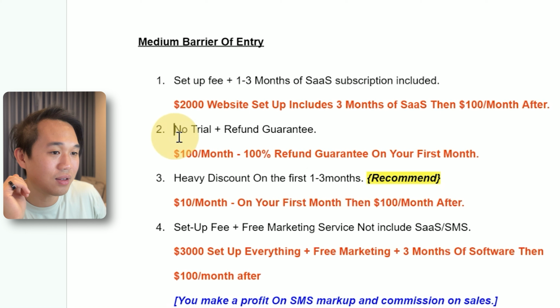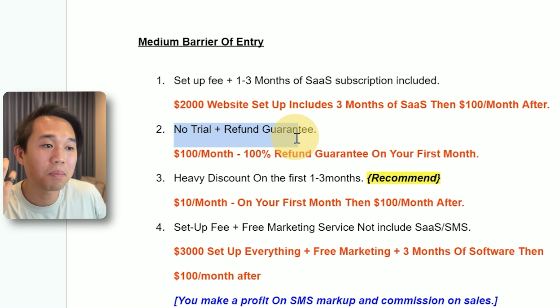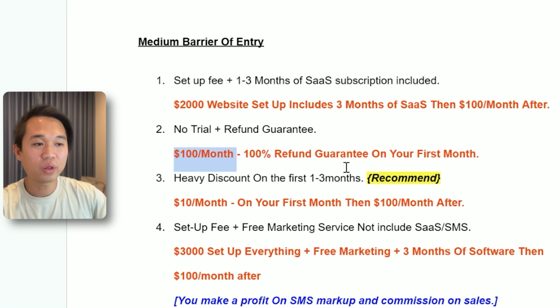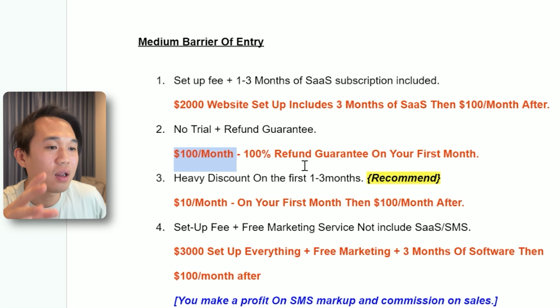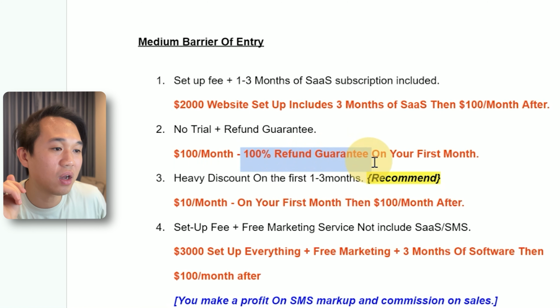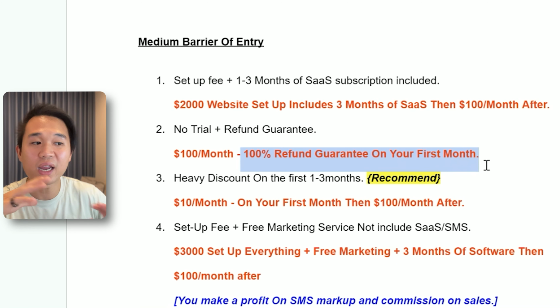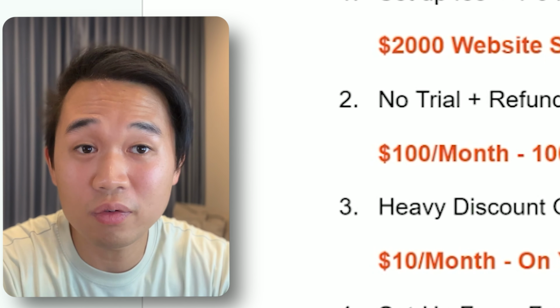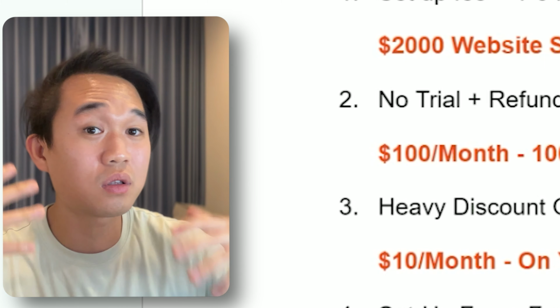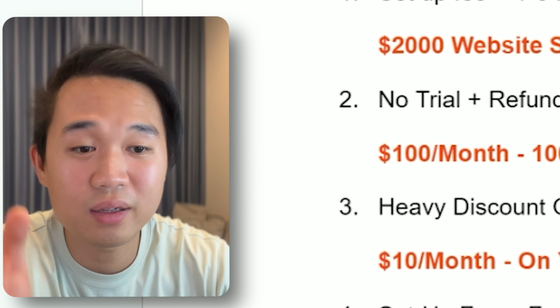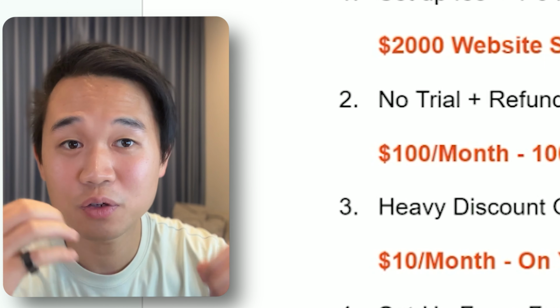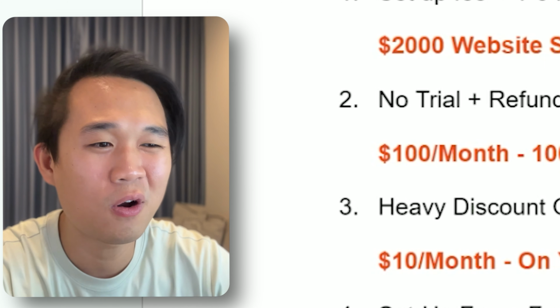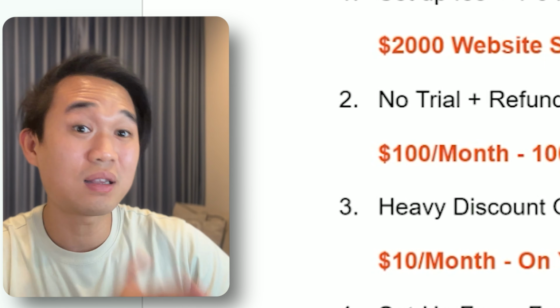So the second option when it comes to this particular model is that you offer no trial plus a refund guarantee. For example, you go straight away with $100 per month, but within your page or your video, you explain that you have a 100% refund guarantee on the first month, for any reason. This method is good for attracting high quality clients because these people are not looking for a trial. They're going to pay you up front, but then you need to make sure that you have the right service, the right onboarding call, and all that stuff to make sure that they stay and don't ask you for a refund.